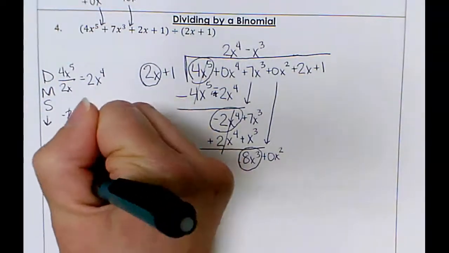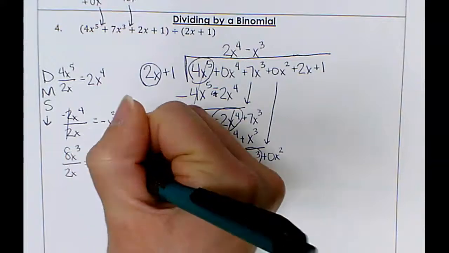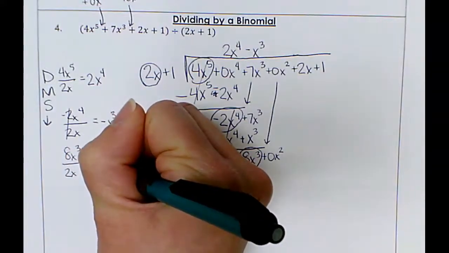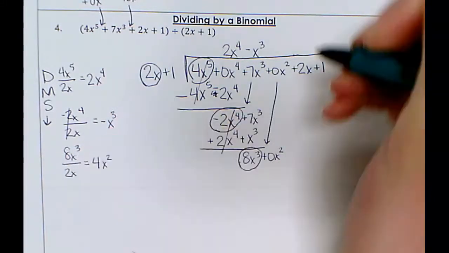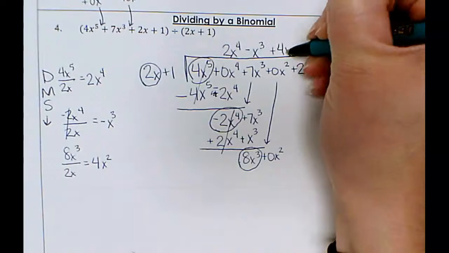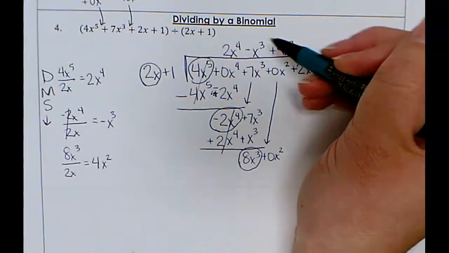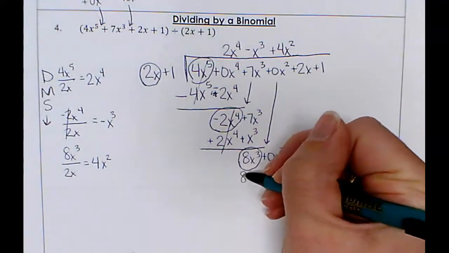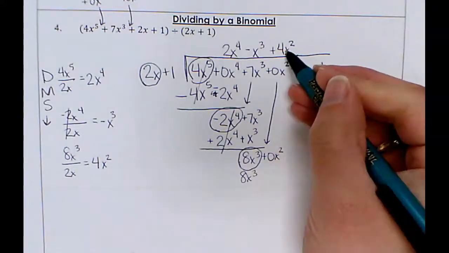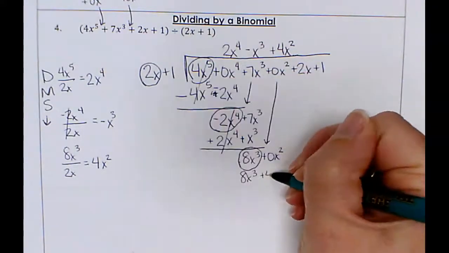8x cubed divided by 2x. 8 divided by 2 is 4. X cubed divided by x is x squared. Notice that every time I put a new part of my answer, I put it in there with its sign. So if it's positive, I put plus. If it's negative, I put minus. So we divide it. We multiply. 4x squared times 2x is 8x cubed. And 4x squared times 1 is 4x squared.